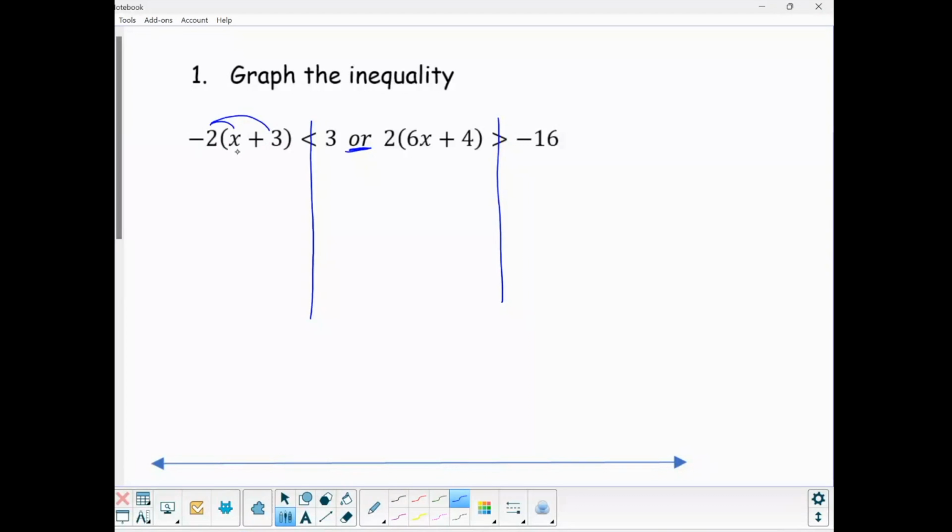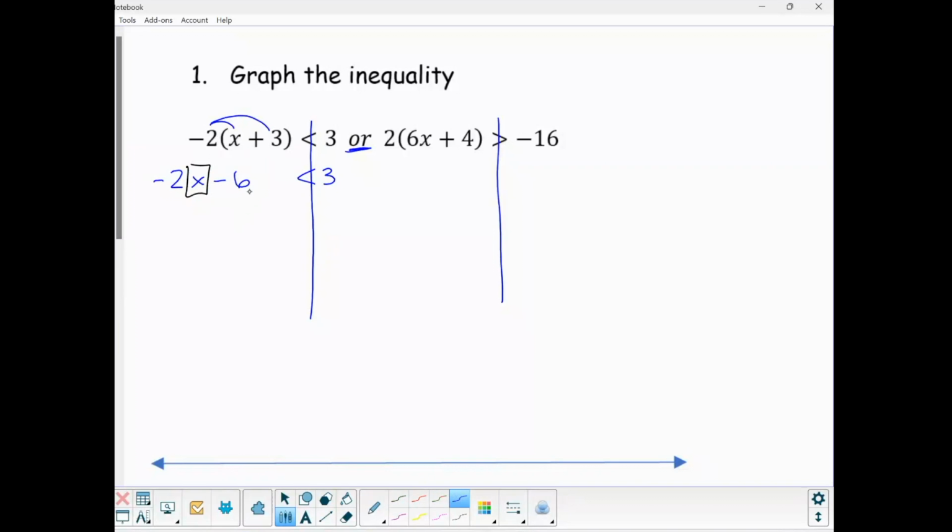Remember, when there's something directly outside the parentheses, you're just distributing. Do the little rainbow method. You're multiplying. -2 times x is -2x. -2 times 3 is -6. Keep the sign. Bring down the 3. Remember, the goal is to get x by itself on this side. So I want to move this -2 and this -6 over to the other side.